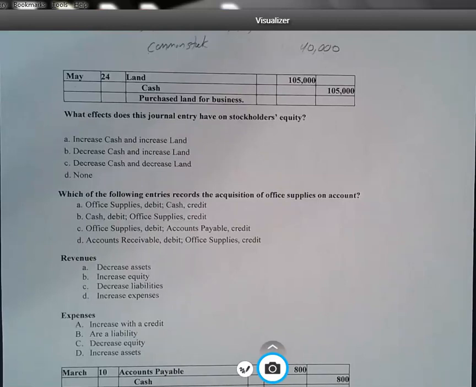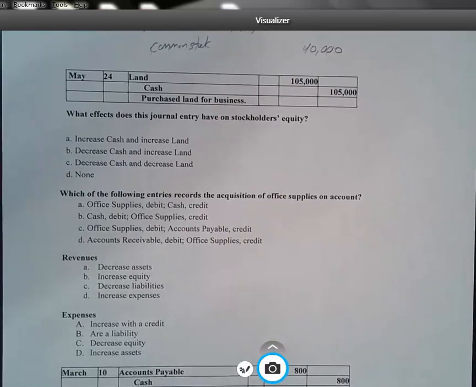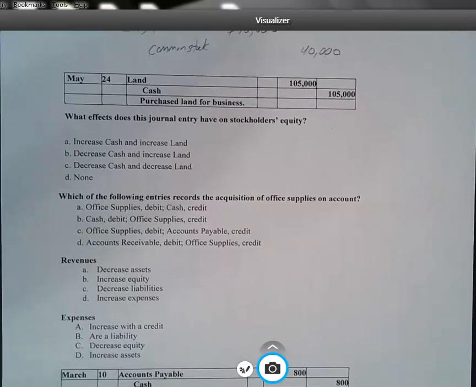So let's look here. It says choice A, increase cash and increase land. B, decrease cash and increase land. C, decrease cash and decrease land, and D, none. A lot of students will look at this and want to mark choice B, because cash is going down and land is going up. But this is an incorrect answer here because it doesn't have anything to do with stockholders' equity. What effect or effects does this journal entry have on stockholders' equity?